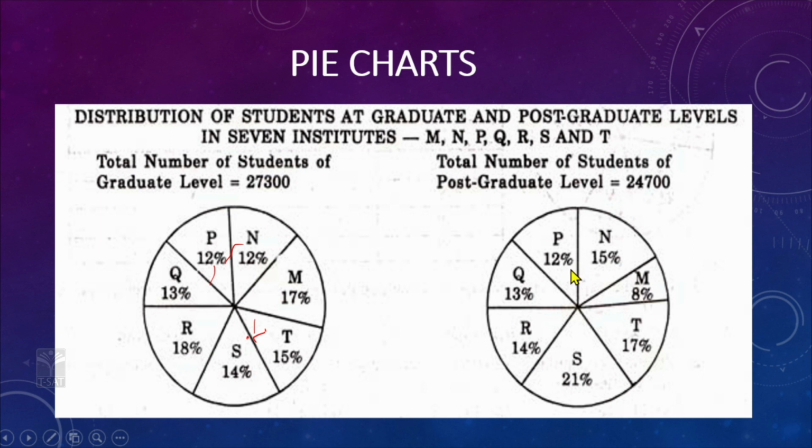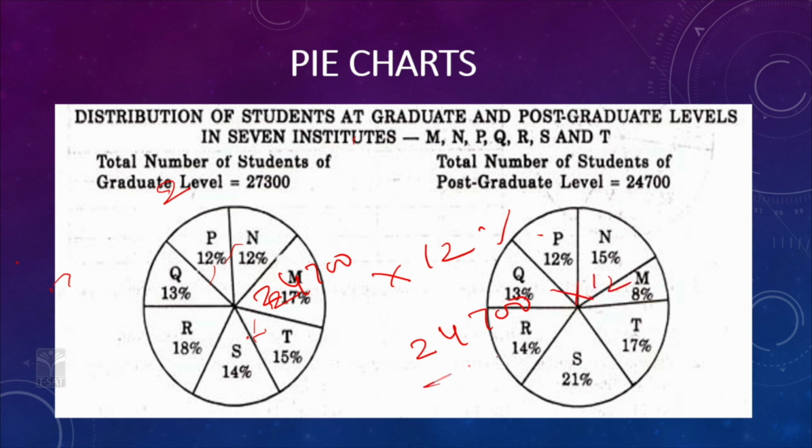So simply you have to calculate this one. Consider 24,700, correct, into how much? 12%. That is 12%, means 24,700 into 12 by 100. The 100 gets cancelled, simply.